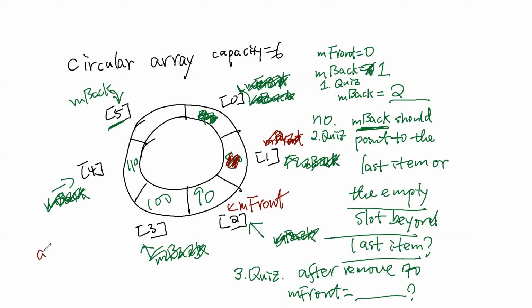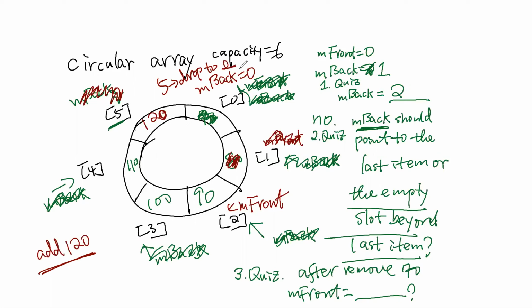I want to add 120. Where should I add 120? No, 120 should go to 5. Yeah, 5. Very good. And then the M back will be 0. Yes. M back updated to 0. So from 5, it drops to 0.